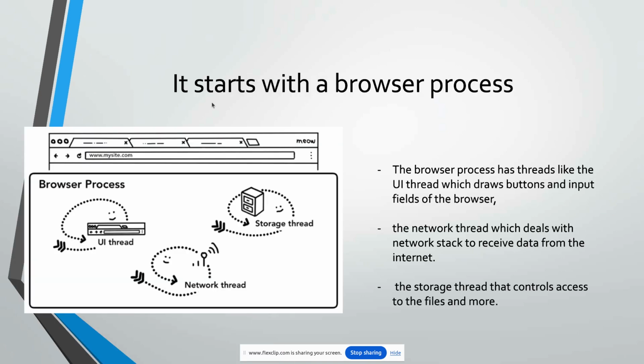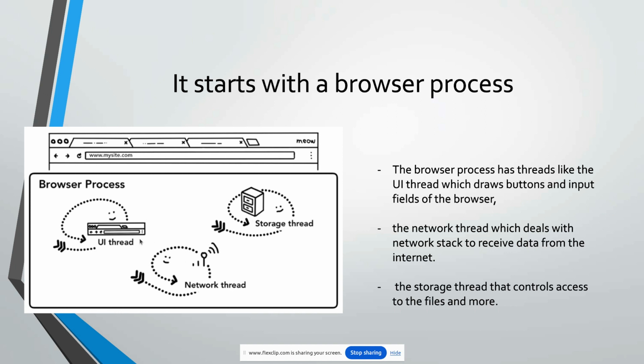So what is happening in navigation? It starts with the browser process. Let's imagine something. You type www.mysite.com and the browser has to see if it is a valid website. The meaning of valid website is whether it is a search engine query or a URL. So in the browser process, there are a lot of threads, and mostly the UI thread, network thread, and storage thread have an important role in the navigation part.